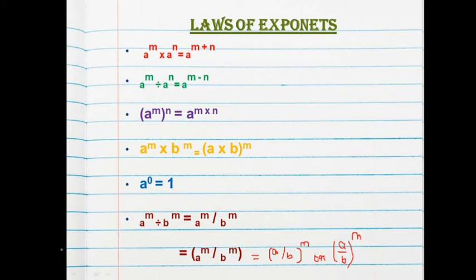Okay, so here again I am going to explain. When the bases are different, the powers are equal, and it is given in the form of division, that time we have to take this power as common for both a and b, and we can write it as a divided by b whole raised to the power m.